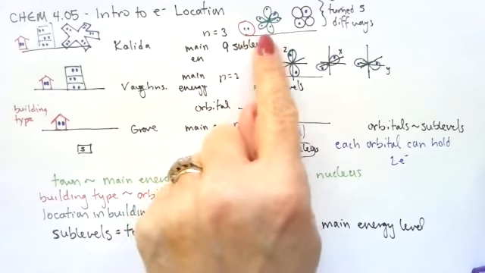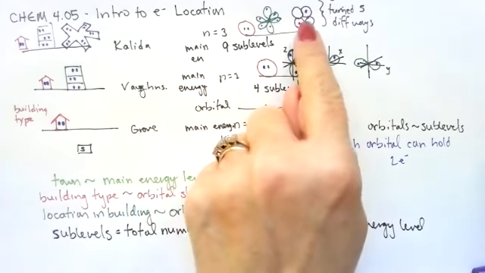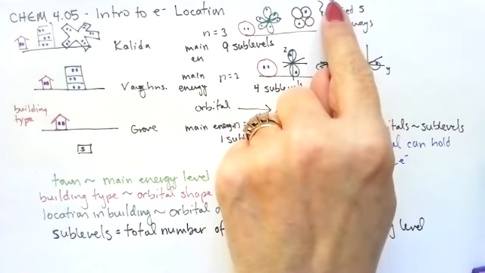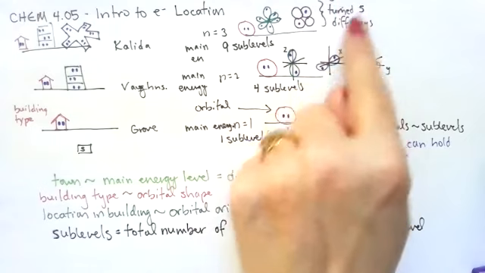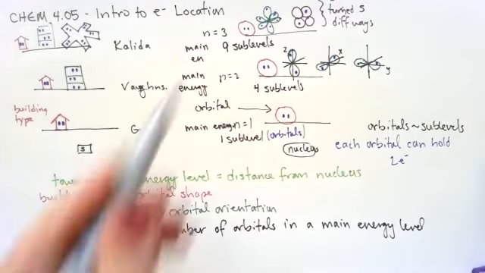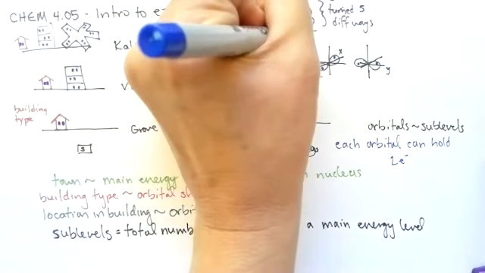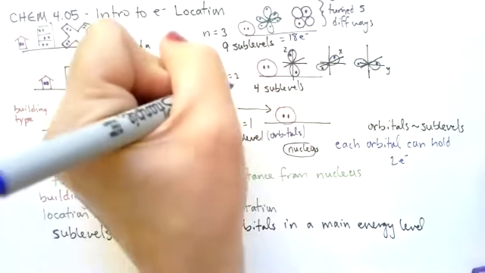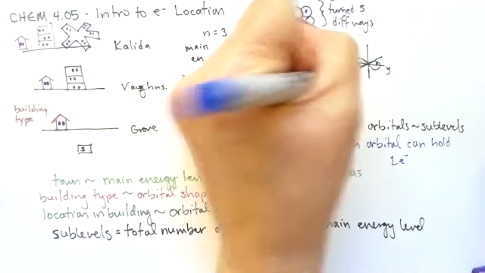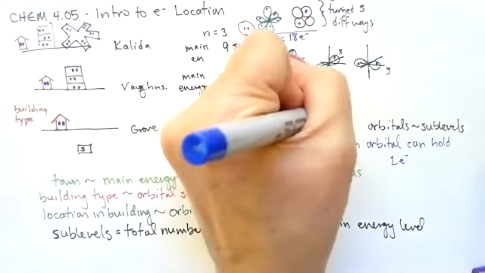Well, I've got 2, 4, 6, 8, 10, 12, 14. So we have 5 of these, remember? So if we counted it that way, we'd have 10, 12, 14, 16, 18. So at n equals 3, we can have a total of 18 electrons. At n equals 2, we can have a total of 8 electrons. Here we can have 2 electrons.